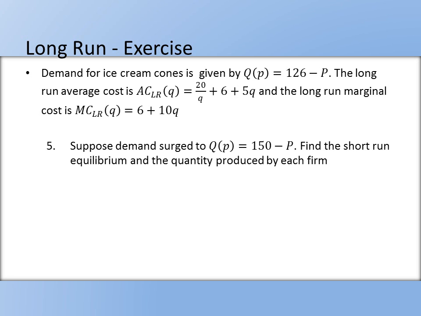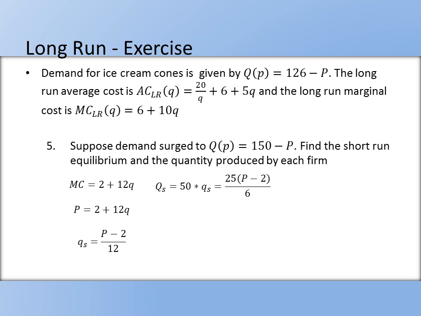5. Suppose demand surged to Q equals 150 minus P. Find the short-run equilibrium and the quantity produced by each firm. Now the new marginal cost is 2 plus 12Q. Remember, sellers compete to offer the lowest possible price, so they price at marginal cost, so price equals 2 plus 12Q. Rearranging gives us the short-run individual supply, which is (P minus 2) over 12.